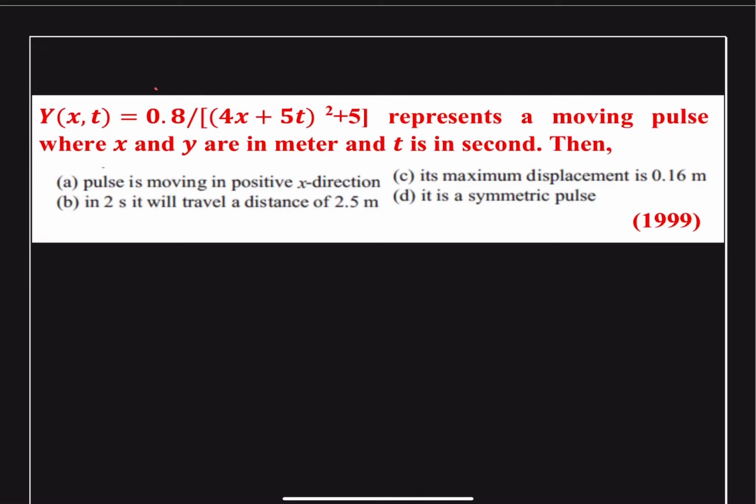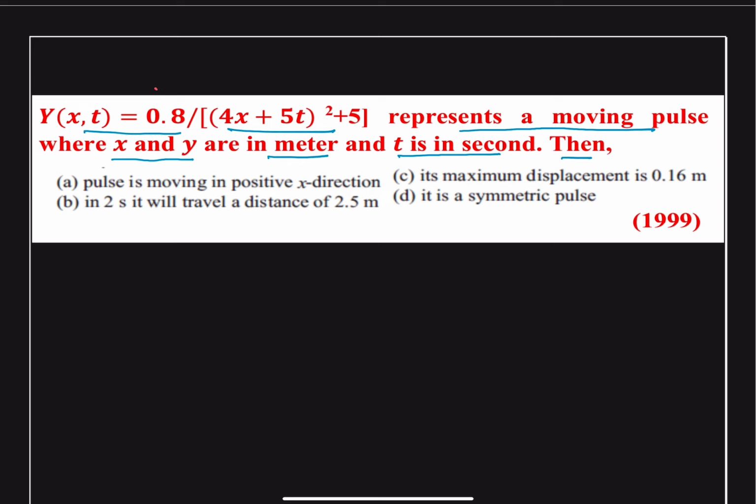Hello friends, today's question: y of x,t is given as 0.8 divided by this equation. It represents a moving pulse where x and y are in meters and t is in seconds. Then we have to find out all these four options.